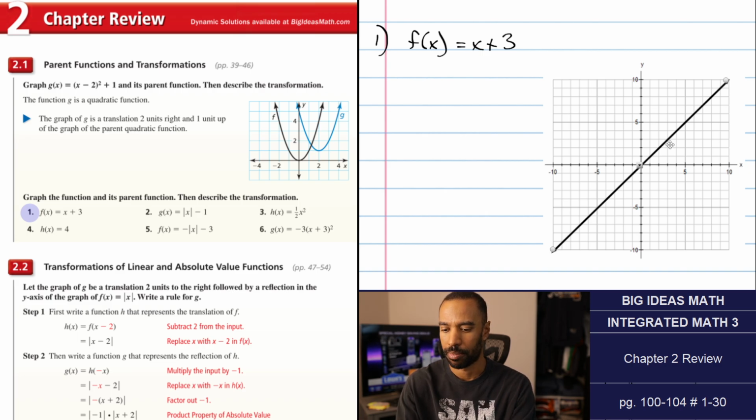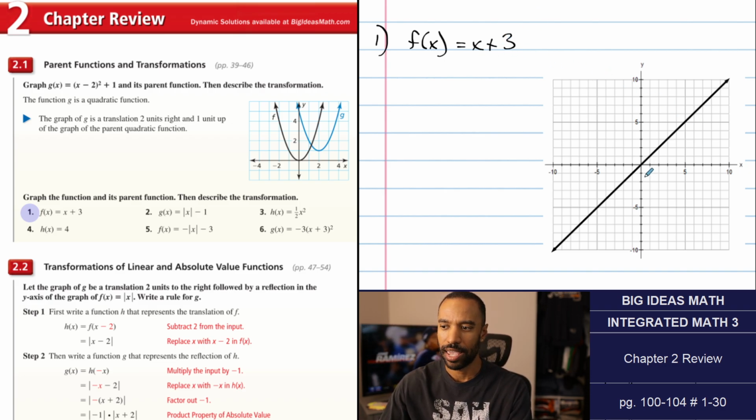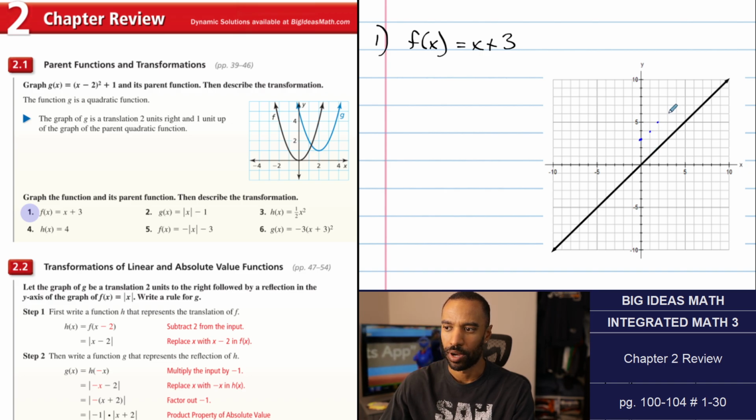That's the original parent function. I can't really call it f because this one's called f, but let's look at f of x equals x plus 3. Now f of x equals x plus 3 has a y-intercept of 3 and a slope of 1, so up 1 over 1. And I do recognize that, yes, I am indeed graphing this based off my own knowledge of graphing linear functions without talking about the transformations themselves.